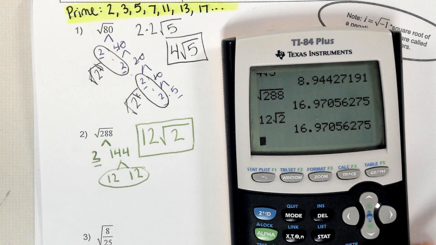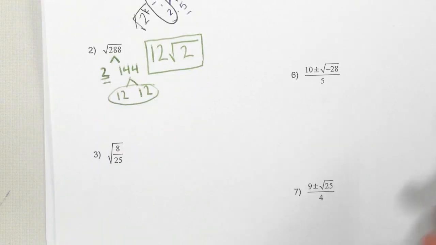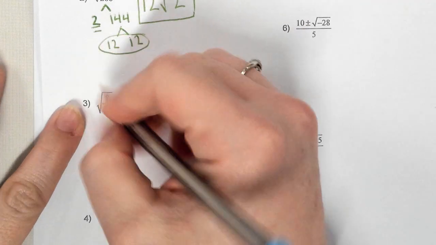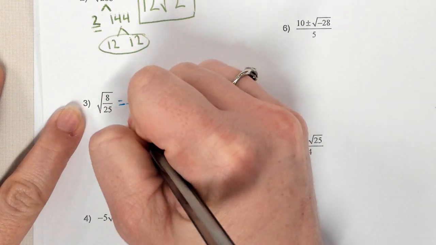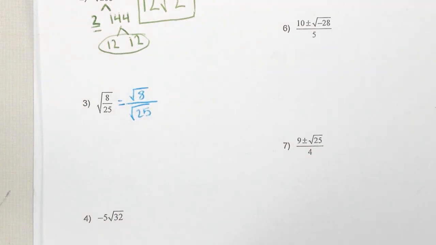So let's look at number 3. What's different about number 3? It's a fraction. Don't let the fraction scare you. The nice thing is there are rules with radicals, and we can rewrite this as we can separate the numerator and the denominator to make two separate fractions.